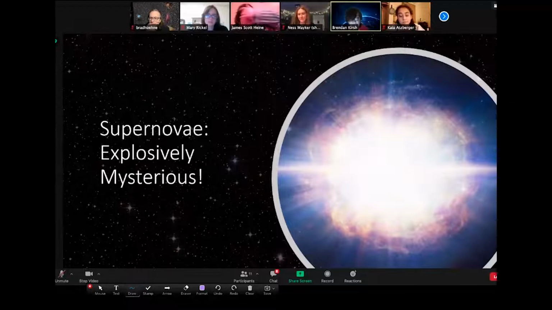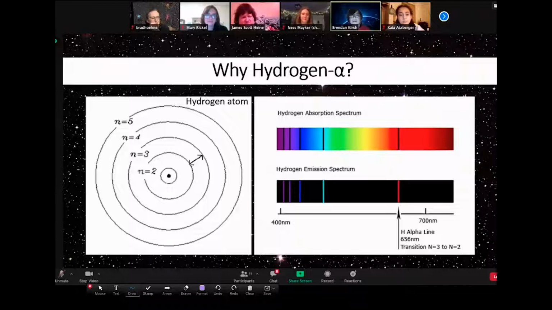Why hydrogen alpha? What even is hydrogen alpha? If you can remember back to Mary's presentation earlier tonight, these absorption and emission spectrum diagrams may be a little familiar to you. To the left here, we have just an image of an atom with the electron shells, the orbits where the electrons are found. So I'll explain what hydrogen alpha is, and why we use that.